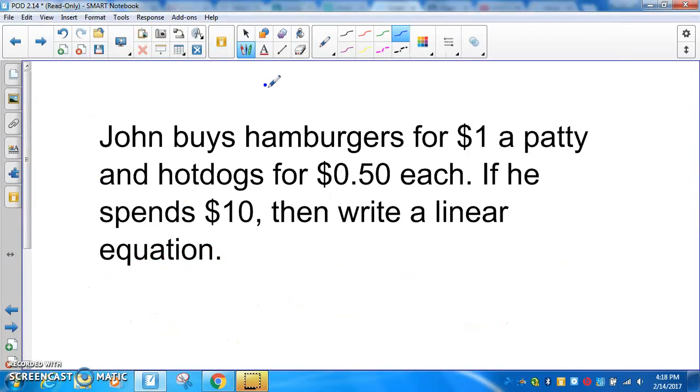When I read this example, it says John buys hamburgers for $1 a patty and hot dogs for 50 cents each. I had a college roommate named John, and he did this. He would eat a lot of hot dogs and hamburgers. But if he spends $10, I want you to write a linear equation.